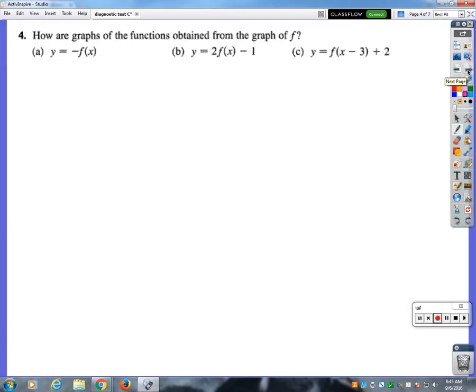How are the graphs of the functions obtained from the graph of f? We're talking about transformations here, we're talking about stretches and upside down. Negative f of x is going to flip it over the x-axis, right? Okay, how about 2f of x minus 1? It's bigger. Vertically, a vertical stretch of 2, and then down.